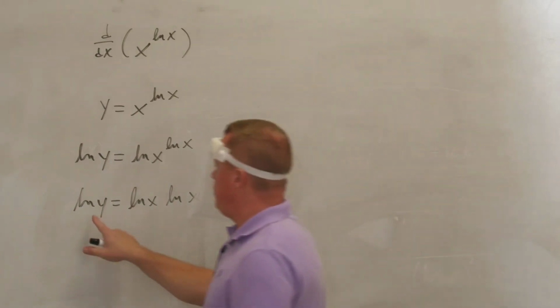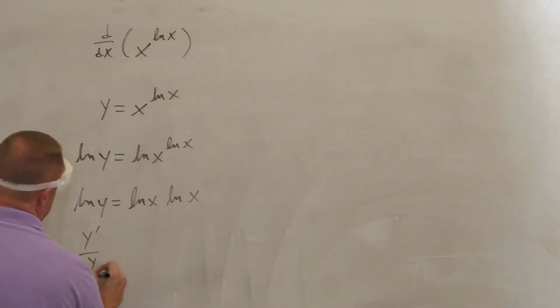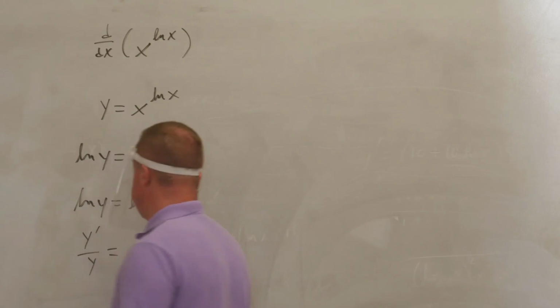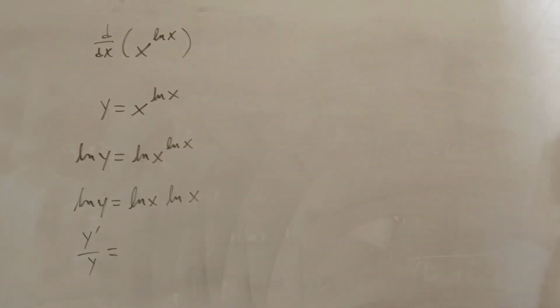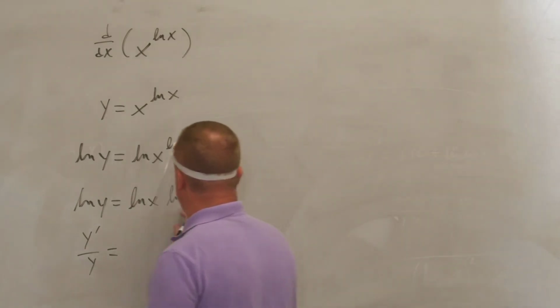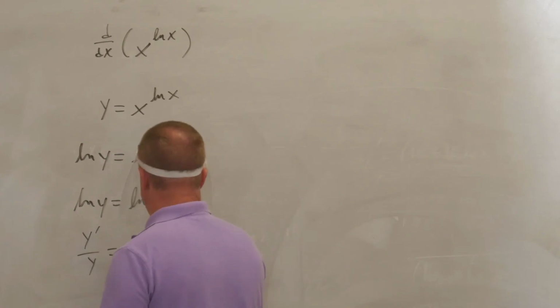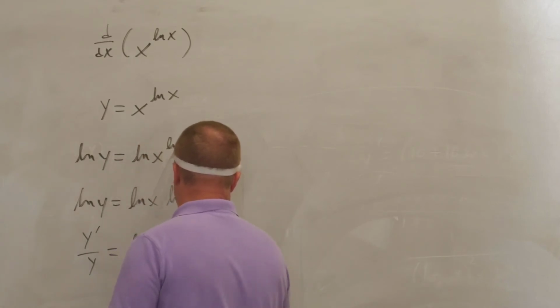Derivative of ln of y, just like the last problem, is y prime over y. Okay, ln x times ln x, you could either write it squared and do the derivative, or do the product rule. I'm just going to do the product rule. So first times derivative of the second plus the second times derivative of the first.